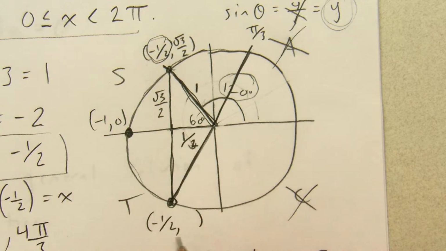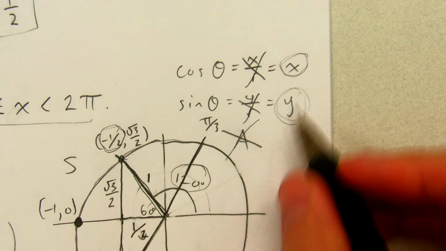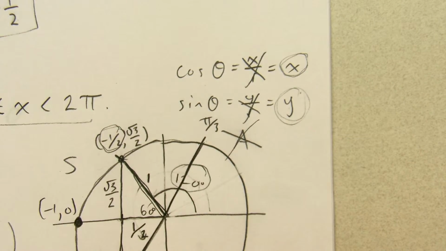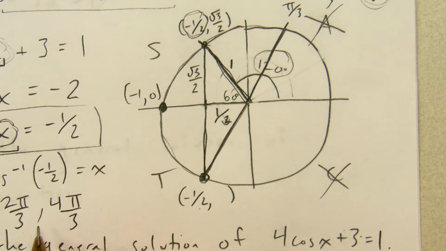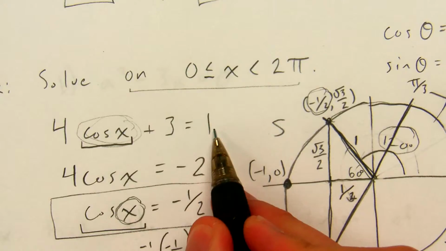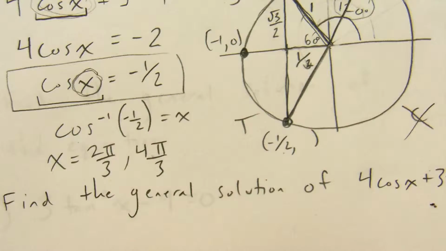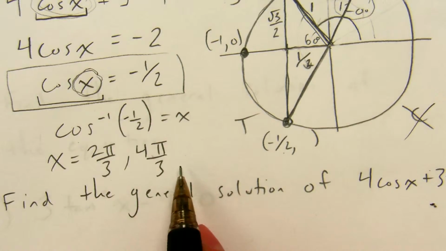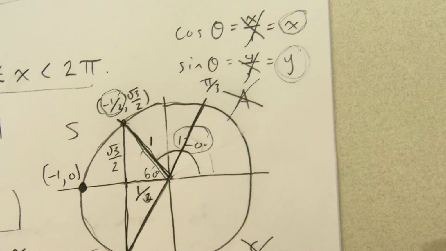That also has an x value of negative 1/2. And cosine, remember, is the x value of that angle. So my answers for 4 cosine x plus 3 equals 1 are that x can equal 2 pi over 3 and 4 pi over 3. And let's just confirm that that's true.